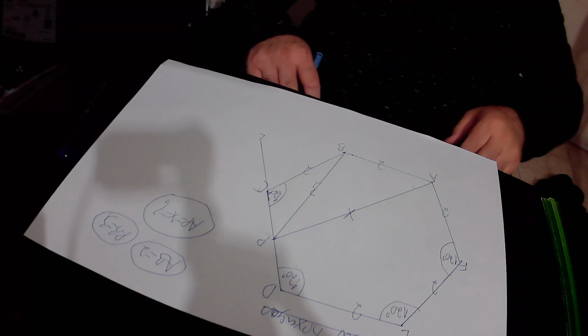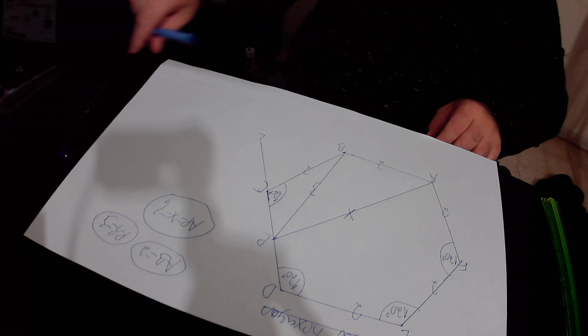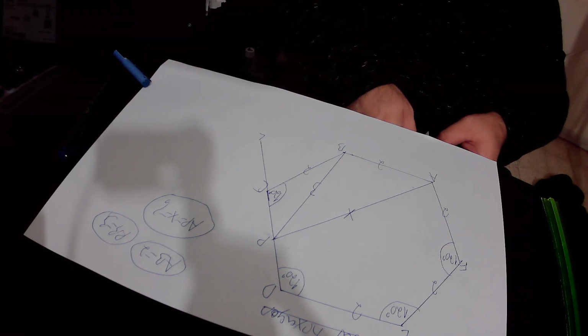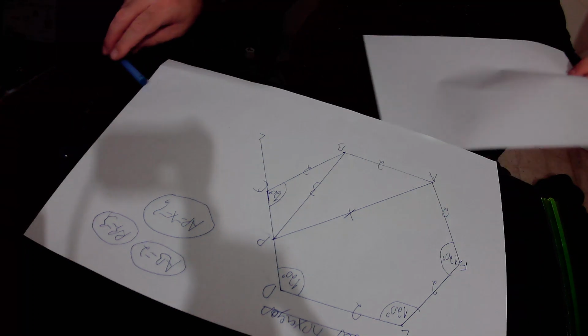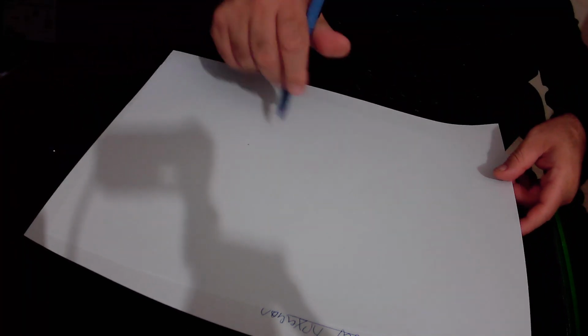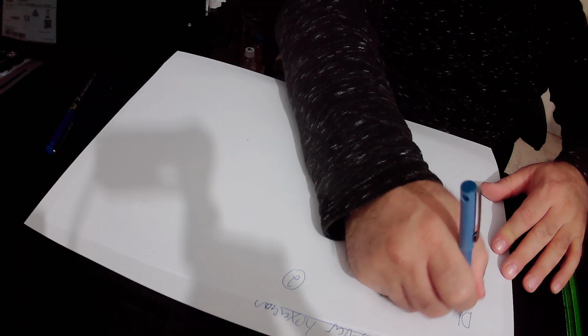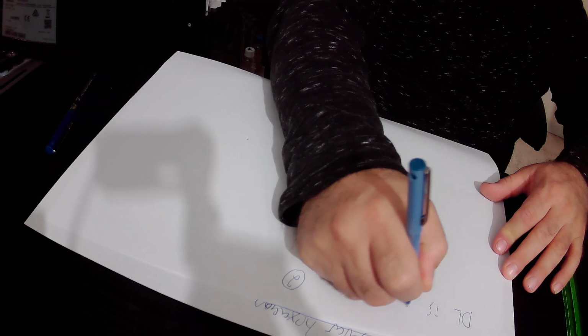I write it down. So actually, line segment DL is a straight line.